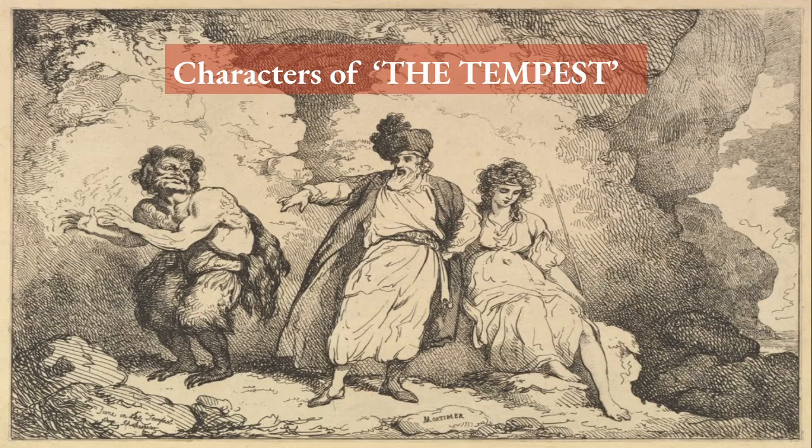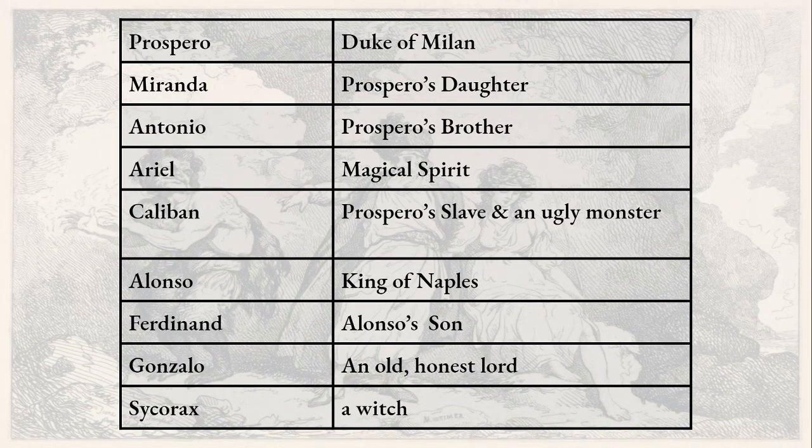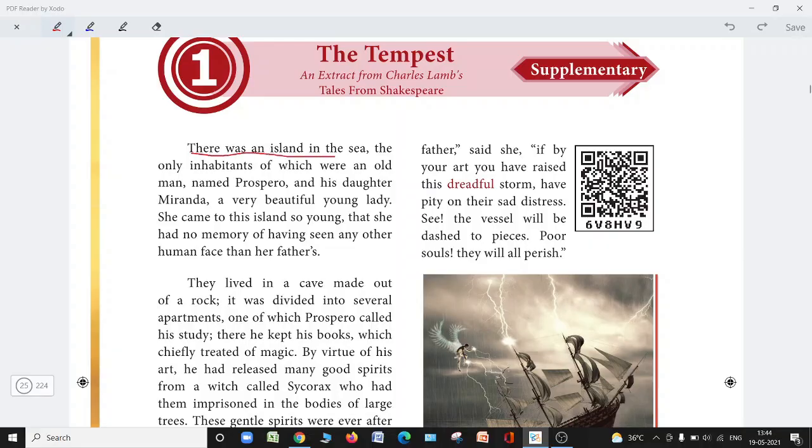Before getting inside the story, let us see the characters of The Tempest. Prospero, he was the Duke of Milan. Miranda, Prospero's daughter. Antonio, Prospero's brother. Ariel was a magical spirit. Caliban, Prospero's slave and an ugly monster. Alonso, King of Naples. Ferdinand, Alonso's son. Gonzalo, an old and honest lord. Sycorax, a witch.